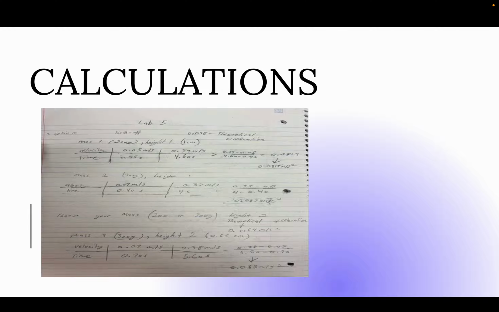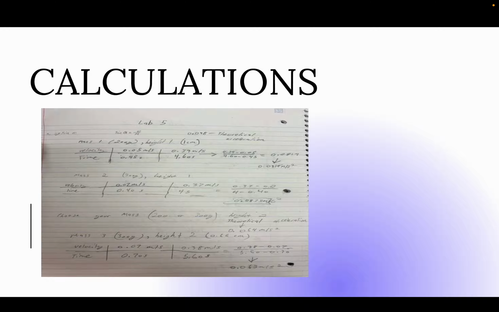The first one we worked with was a mass of 200 grams and a height of 6 centimeters. For this case, two measurements of velocity and time were recorded. The first velocity was approximately 0.05 meters per second with a time of 0.45 seconds. And the second velocity was about 0.37 meters per second with a time of 4.60 seconds.